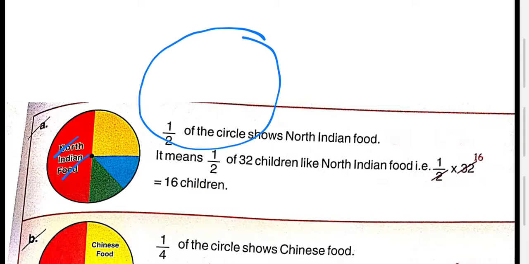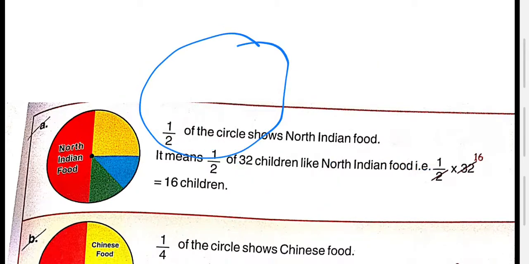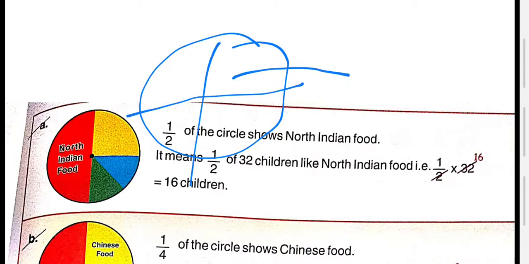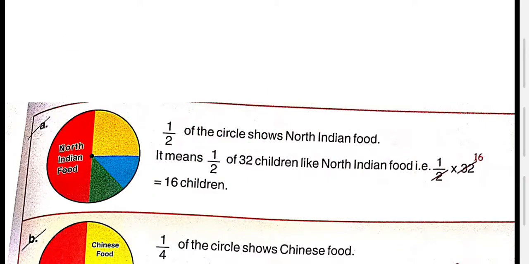Suppose you have one circle. When you divide it into two parts, then this fraction becomes 1 upon 2, this fraction becomes 1 upon 2. You also studied this in class 4th. Suppose you have to make 4 parts, then this fraction becomes 1 upon 4, this also 1 upon 4, this also 1 upon 4, this also 1 upon 4. So all of you remember this one.